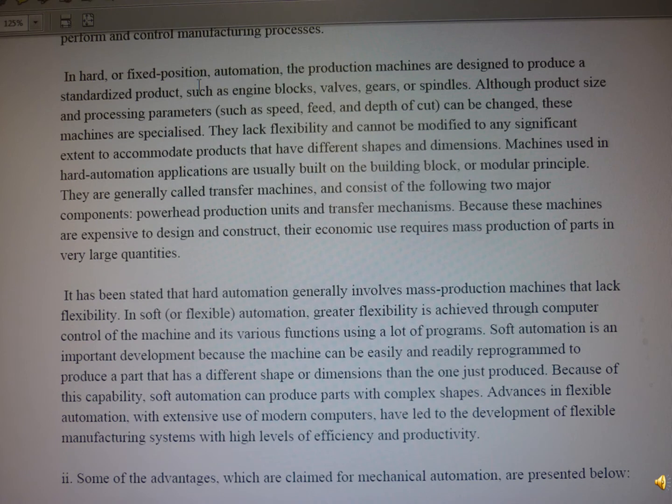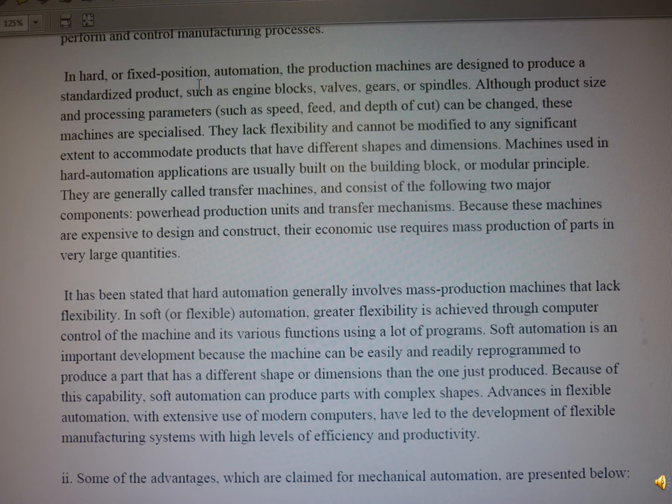So, in hard or fixed position automation, the production machines are designed to produce standardized products such as engine blocks, valves, gears. So in this case, the automated machines are expensive to design. It has been stated that hard automation generally involves a mass production machine that lacks flexibility, in contrast to soft automation.